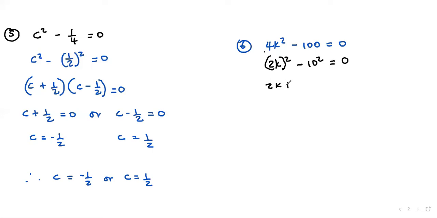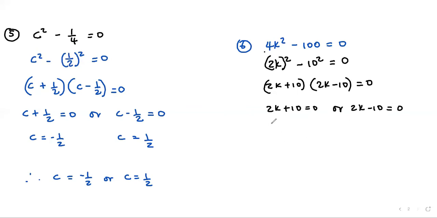So you get 2k plus 10 into 2k minus 10 equals 0. So then this means that 2k plus 10 equals 0, or 2k minus 10 equals 0. So then this will be 2k equals minus 10 when we take plus 10 to go this side, so that k is the same as minus 10 out of 2 when we divide by 2 on both sides, so that k is negative 5. And for this case, we will have 2k is equal to 10. This is minus 10. When it goes this side, it becomes plus 10. So k is 10 out of 2, which is the same as 5.